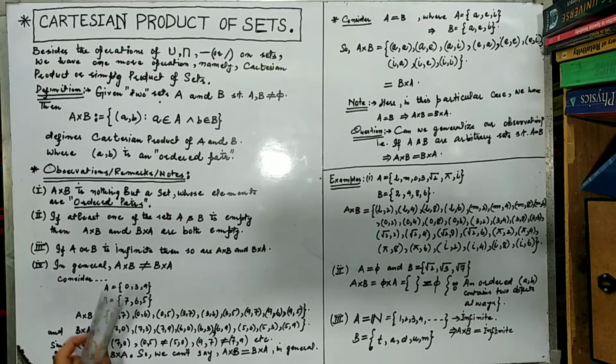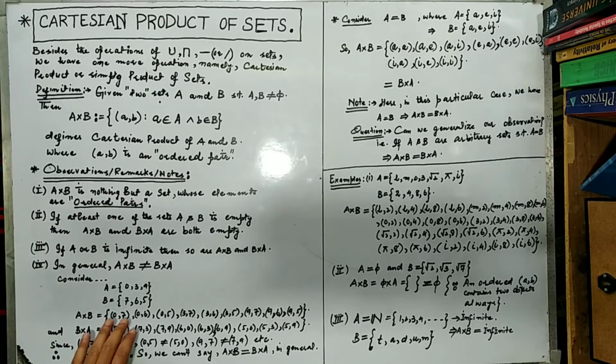Now the important note, which is the fourth one, tells us that in general, A cross B is not equal to B cross A. Why? Let's consider this example. In this example, I have two sets A and B. The elements of the sets are displayed, and here they are. Similarly, I have set B, whose elements are 7, 6, and 5. Now I want to know what the Cartesian product A cross B is.